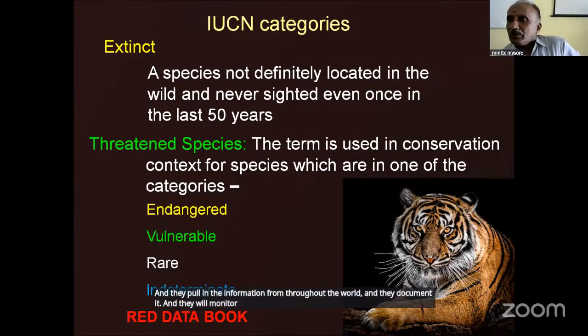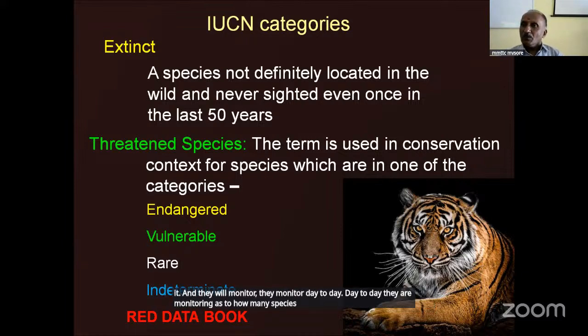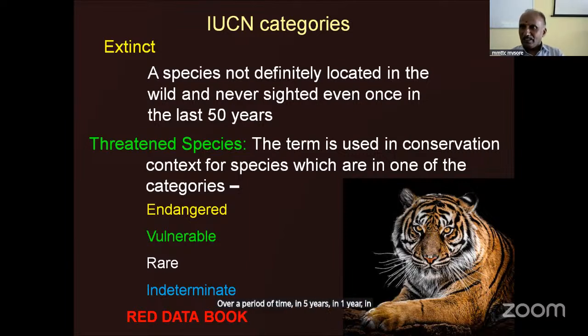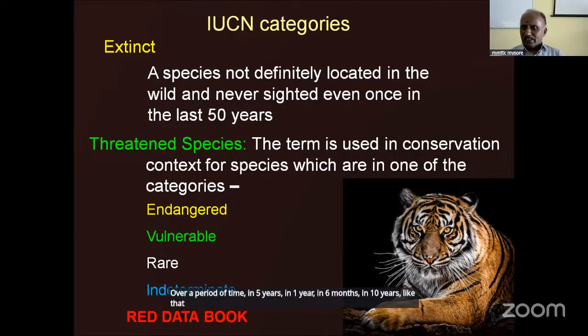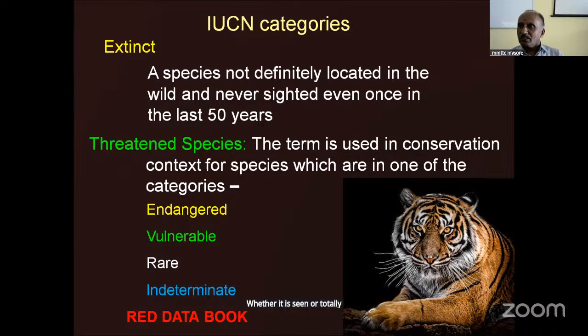They monitor day to day. Day to day, they are monitoring how many species are there, how many individuals are there, how many have been killed, how many of them have been lost over a period of time, in 5 years, in 1 year, in 6 months, in 10 years, like that. They are recording everything, and based on all these data inputs, they decide whether the species in any area is present or absent, whether it is seen or totally vanished or disappeared from the earth.